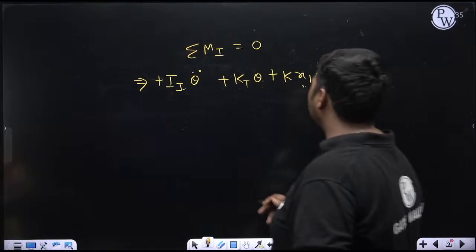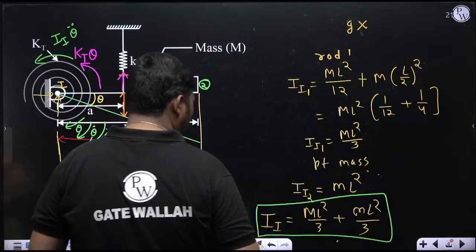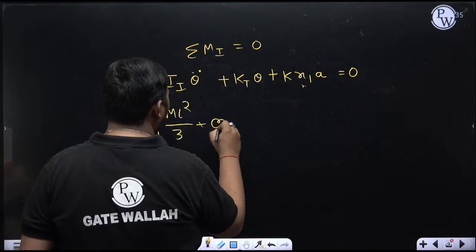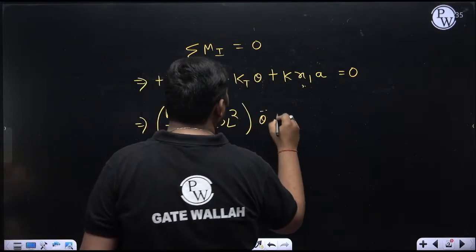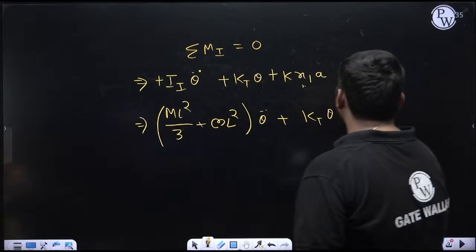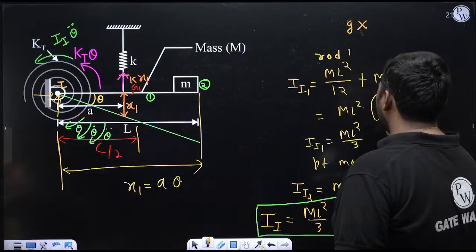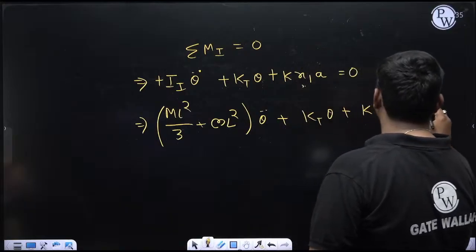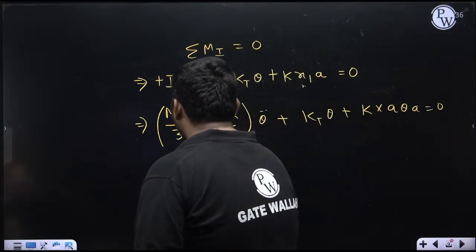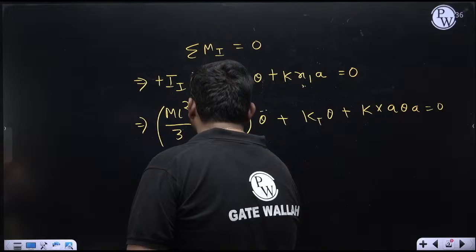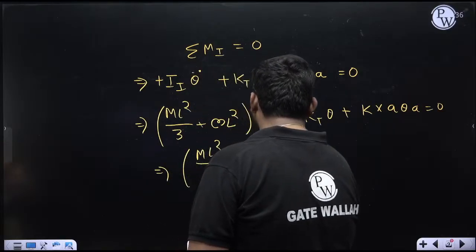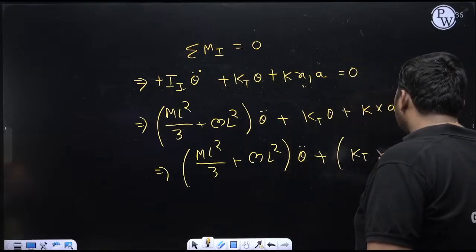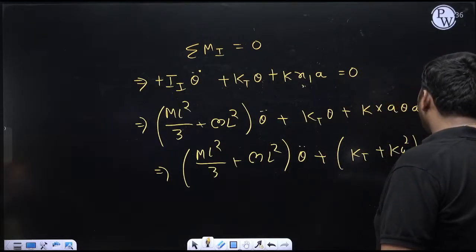So I'm replacing x1 by a theta, and I about I we know is capital M L square by 3 plus small m L square, theta double dot, plus kt theta, plus k x1, which is a theta. Or already this a is coming to 0. Now you can see this equation of vibration is coming in standard form. The standard form is (ML square by 3 plus small m L square) theta double dot plus, here I can take theta common, (kt plus ka square) theta equal to 0.